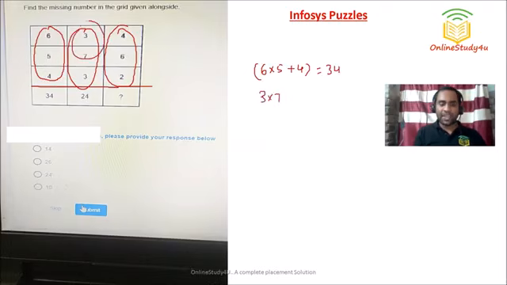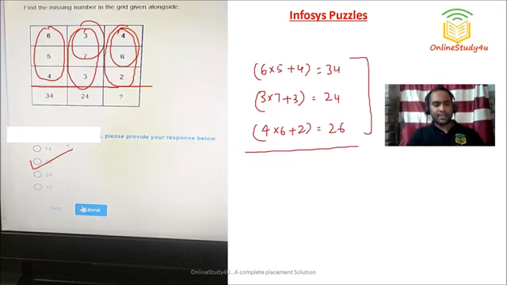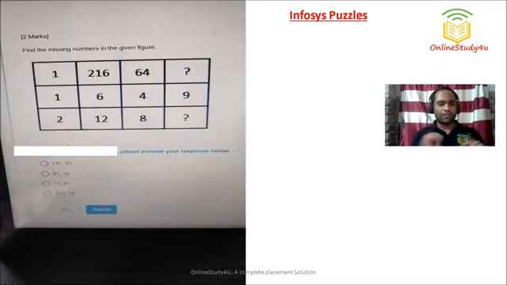3, these two you multiply. 3 into 7 will be 21, and add 3. So it will be nothing but 24. Then 4 into 6 will be 24 plus 2. 24 plus 2 will be 26. So the answer will be 26.